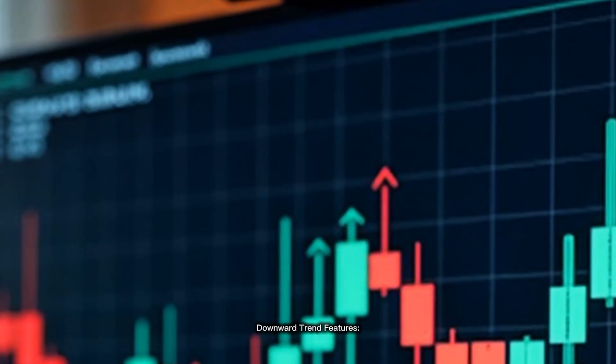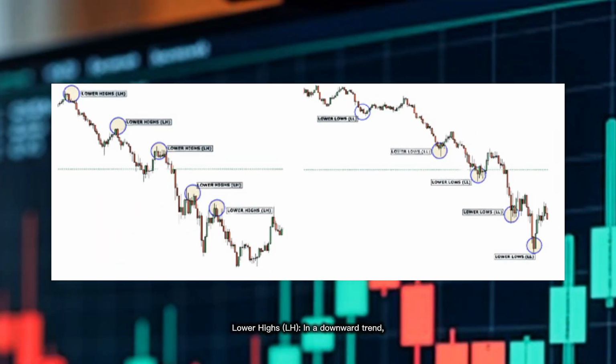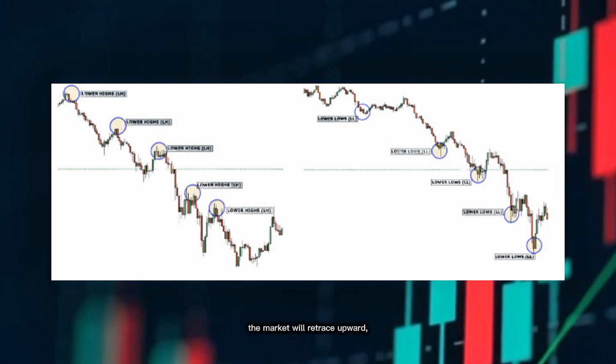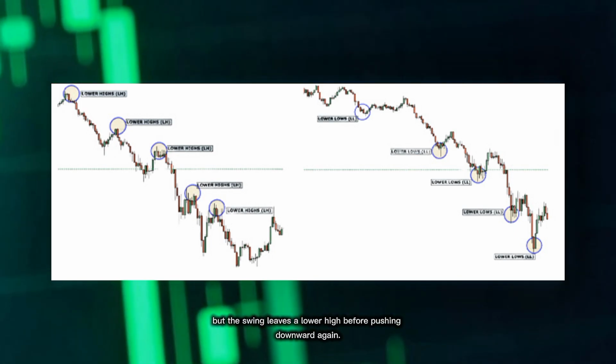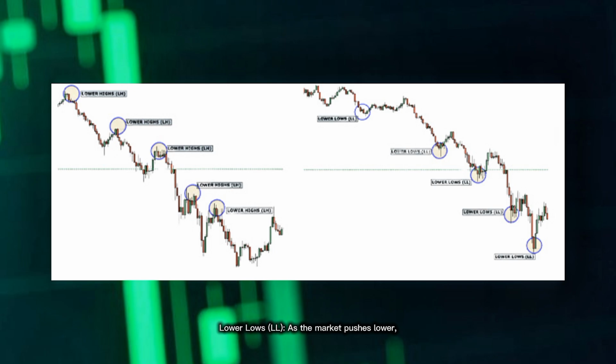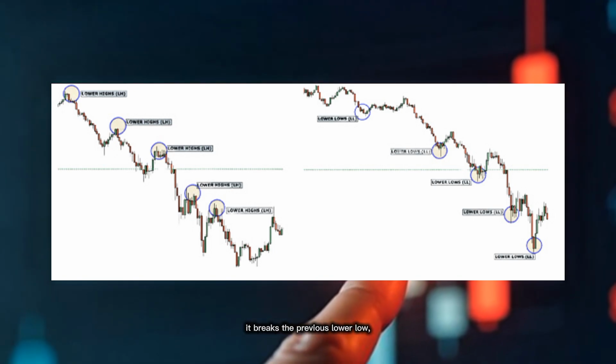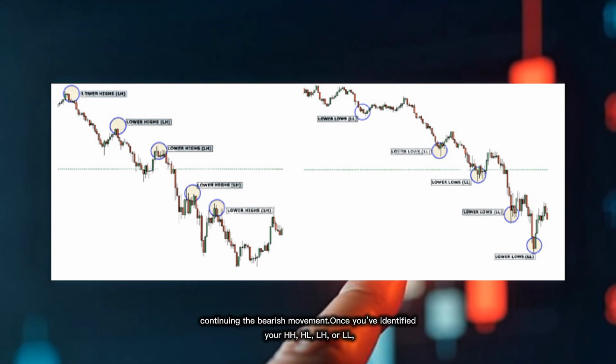Downward trend features. Lower highs, LH, in a downward trend. The market will retrace upward, but the swing leaves a lower high before pushing downward again. Lower lows, LL, as the market pushes lower. It breaks the previous lower low, continuing the bearish movement.